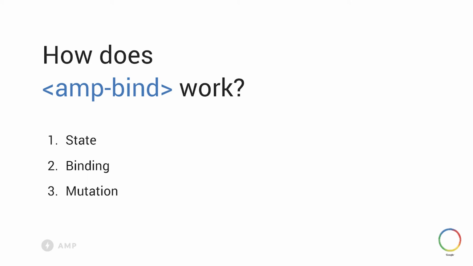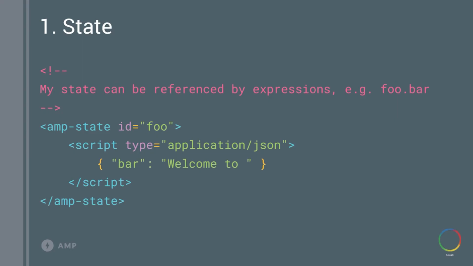So how does AMP bind work? We need 3 steps. First, we give the state to the page. Next, we bind the expression to the DOM element. Lastly, mutation: create a trigger to change the state of the page. Now let's look into the code and see what's happening. The first one is state.